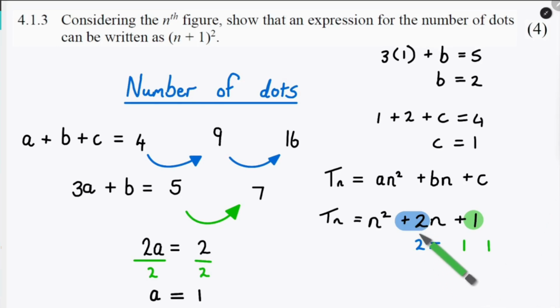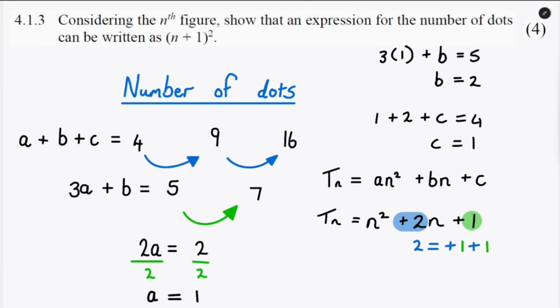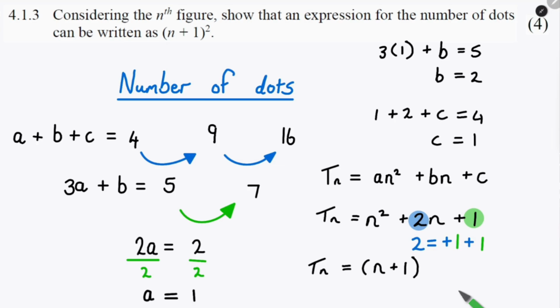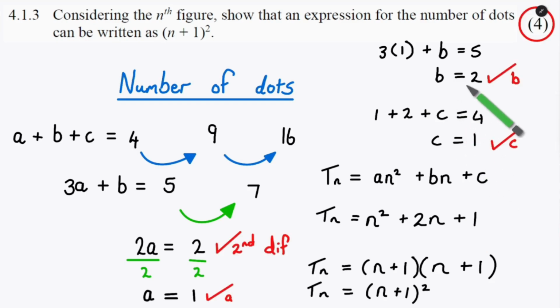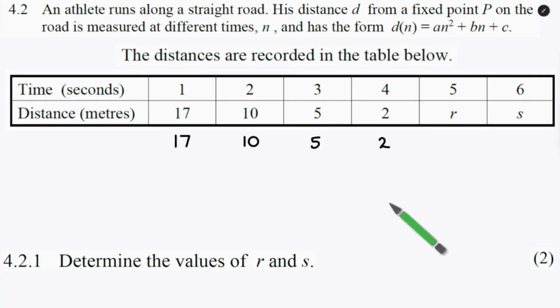So to get that plus 2 in the middle, I'm going to have to say plus 1, which will give me 2 brackets of n plus 1 and n plus 1, which we can write as n plus 1 squared. And now we've officially finished the question. We've proved that the nth figure can be written as n plus 1 squared. And our 4 marks over here come from our a, b, and c value, as well as the correct second difference of 2.